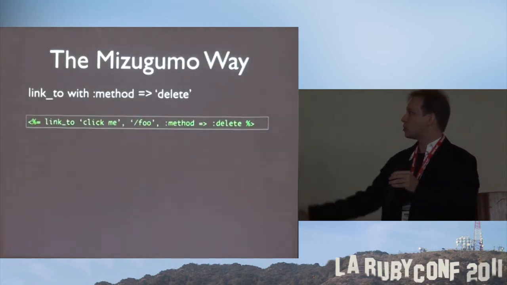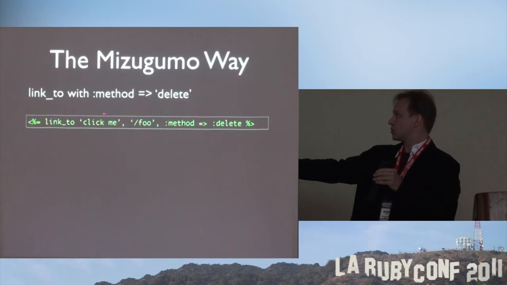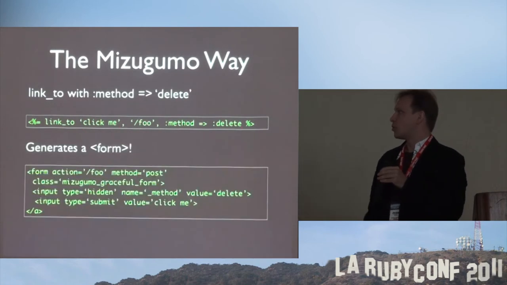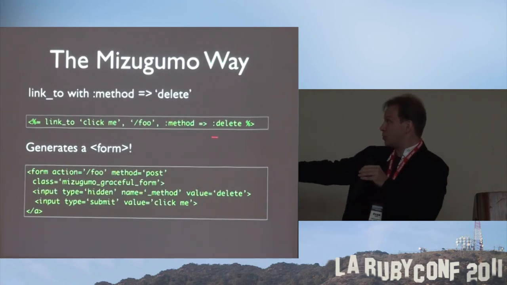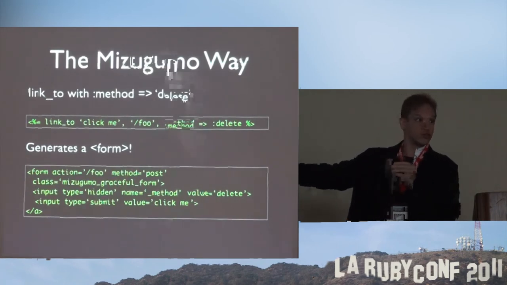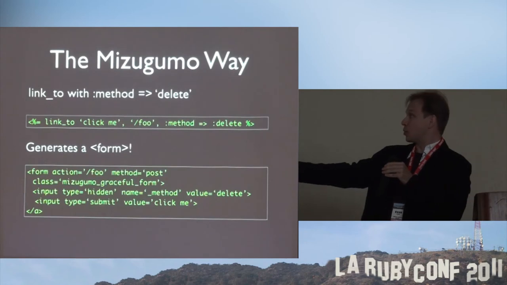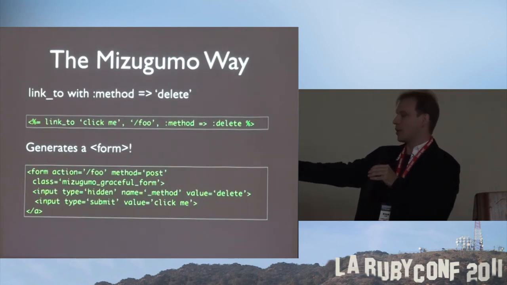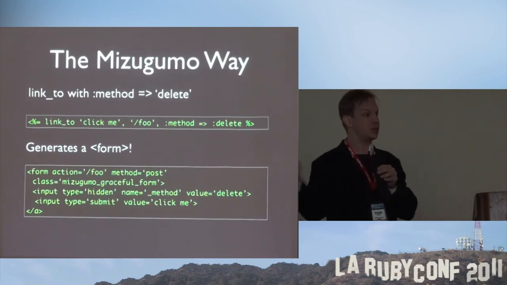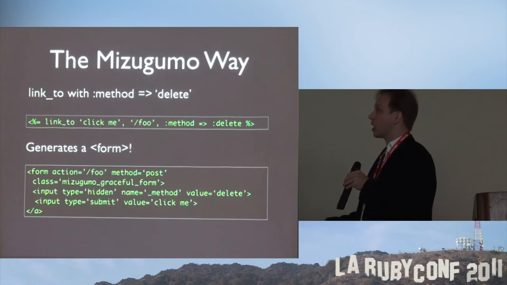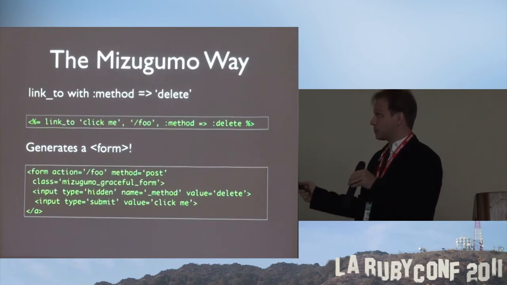So with Mizugumo, you call link_to exactly the same way, but what it outputs is a form. If you haven't passed a method here, Mizugumo ignores your call and just passes it to the normal Rails helper. But if you have passed method delete or method put or method post, it generates a form with a button that's the value of your link text. As I mentioned in NinjaScript, this is a situation that we'd expect, but Mizugumo does it for you here.